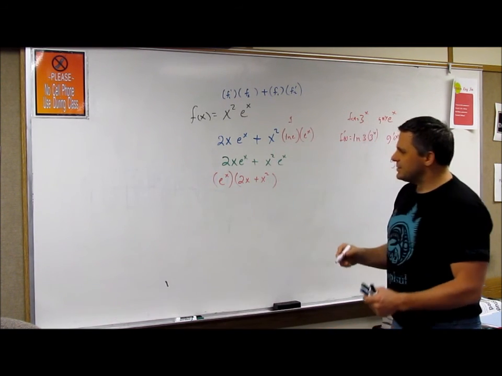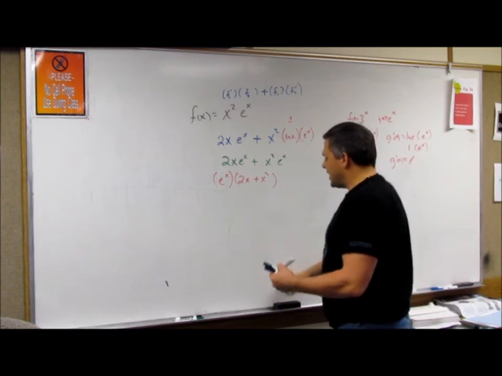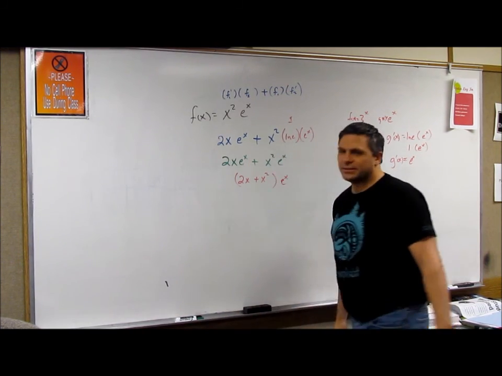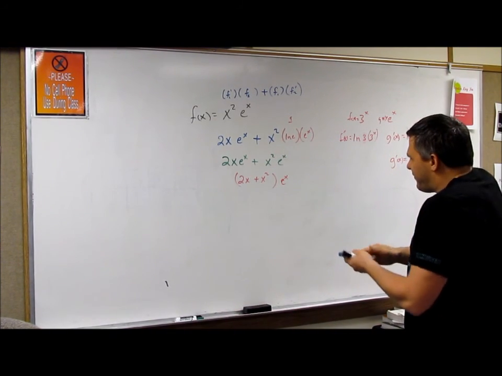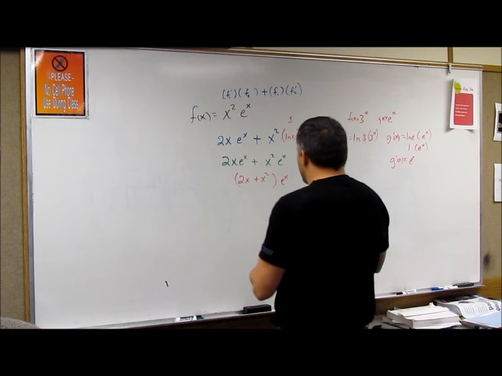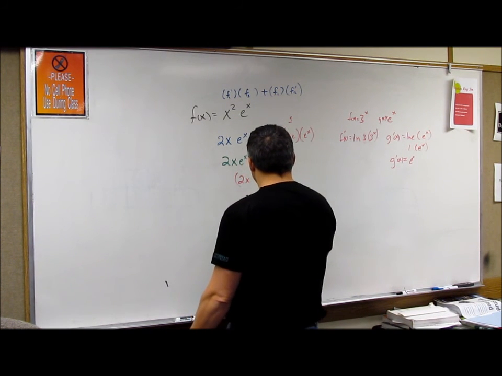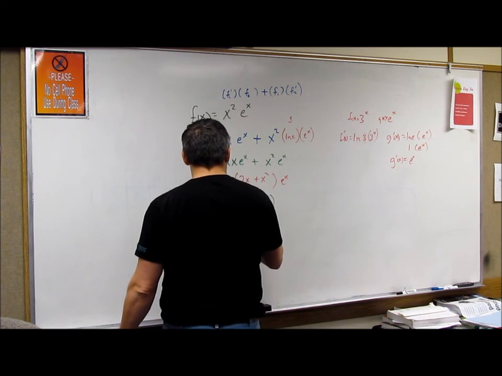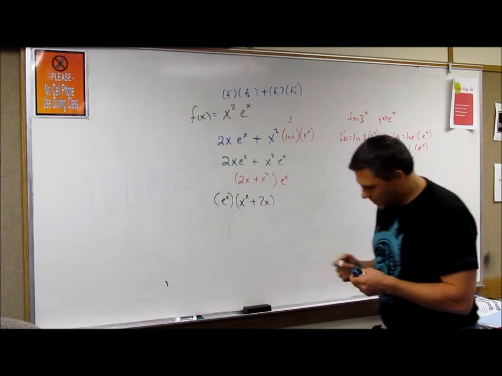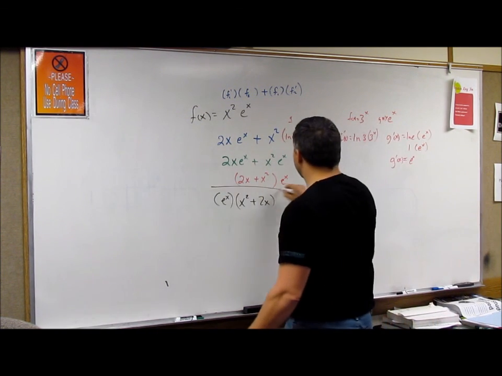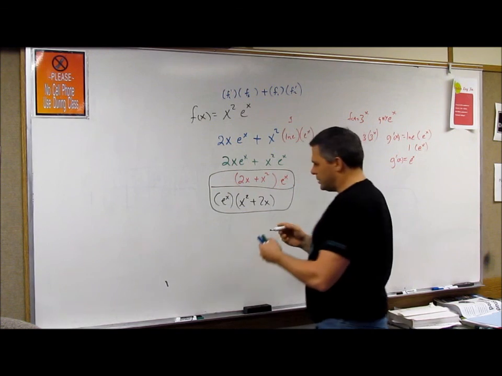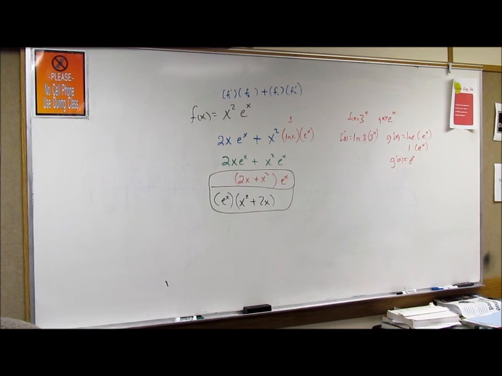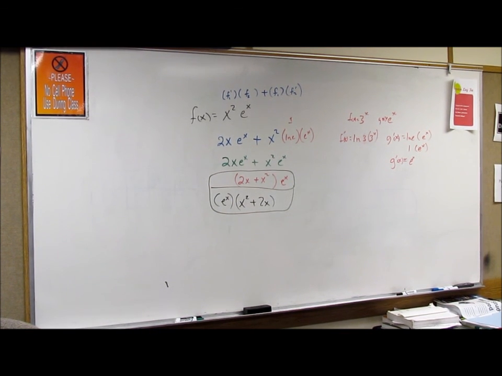Now this is the way they like to leave it. Actually, they like to leave e to the x on the outside. I would prefer writing it like this, x squared plus 2x, and I would put the e up front. But I don't care which way you do it. Doesn't matter. They're all the same. Okay? There you go. Fun, huh?